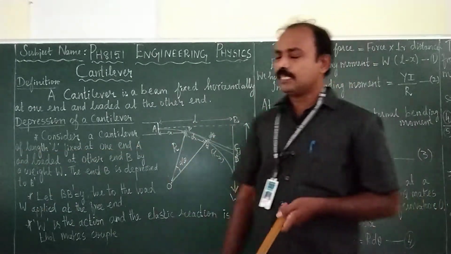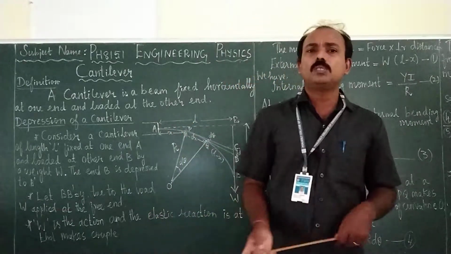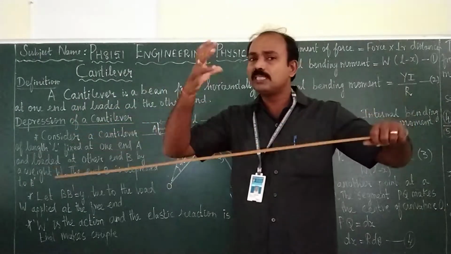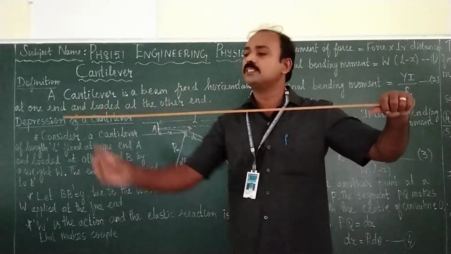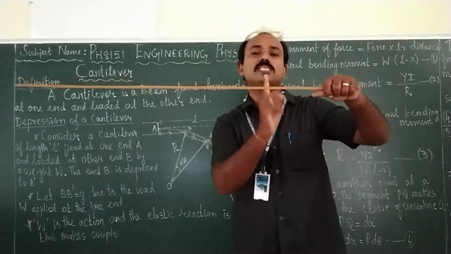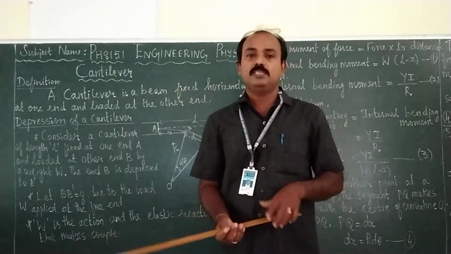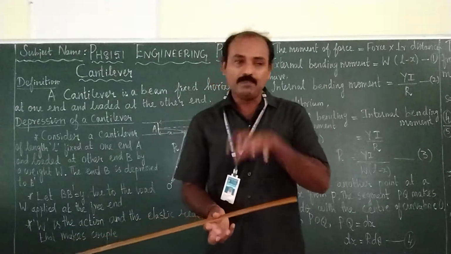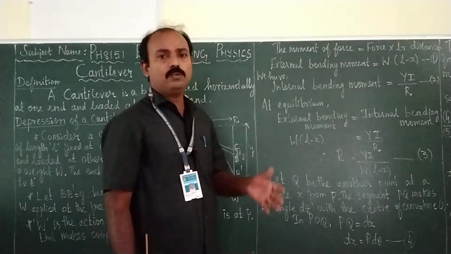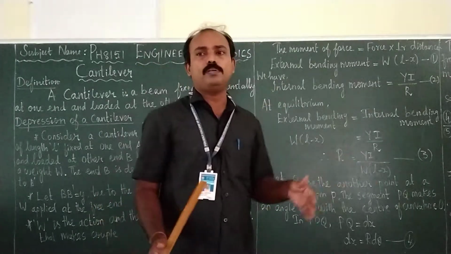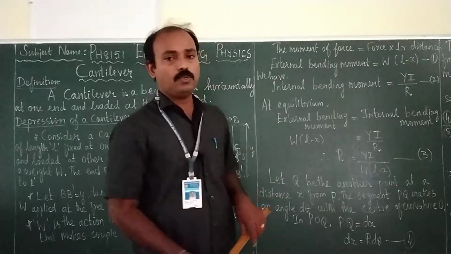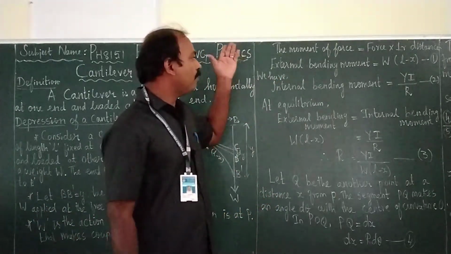That makes a couple. What is meant by a couple? Two equal and opposite forces make a couple. Here, what are the two equal and opposite forces? One force is due to the weight. The other force is the reaction of this particular beam, the cantilever beam. From this we can find the moment of force due to the couple. The deflection is going to be found by taking the moment of force.